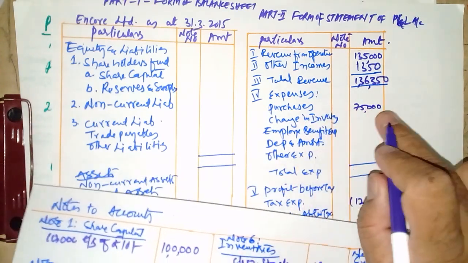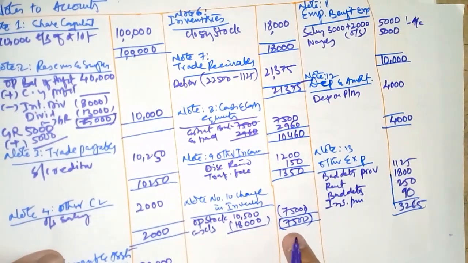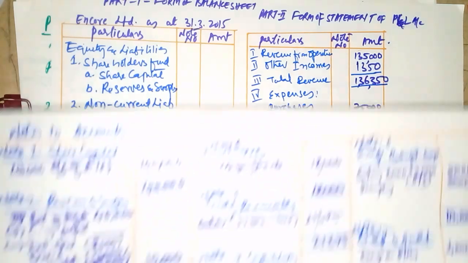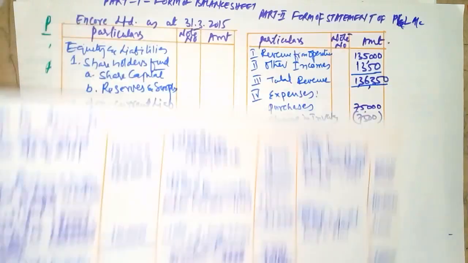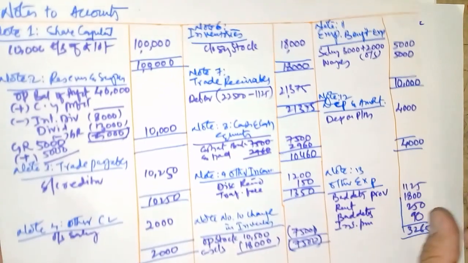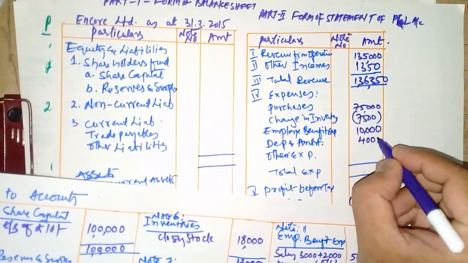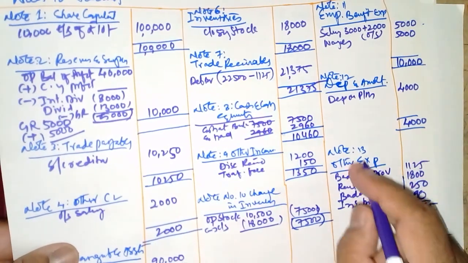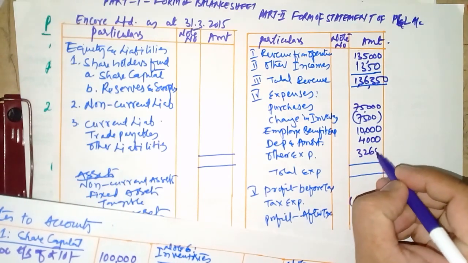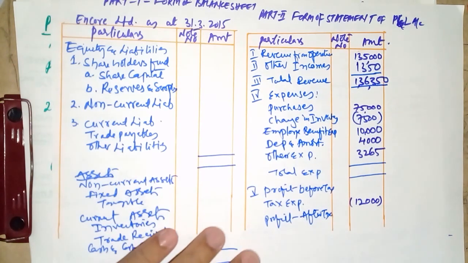So already we have written purchases. Then we have to write change in inventory. Change in inventory we have written 7,500 negative. Then employee benefit expenses 10,000, just posting the item summations what we did here. Then depreciation and amortization is 4,000. Then other expenses 3265, right? So once this is done, we will make the summation of this.